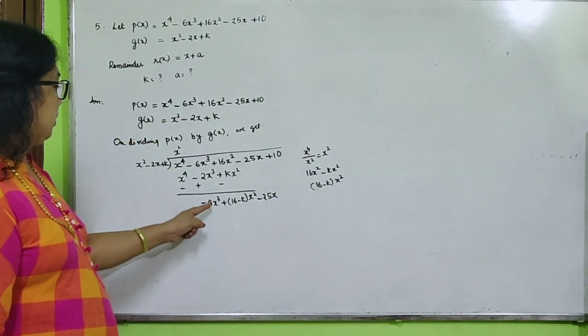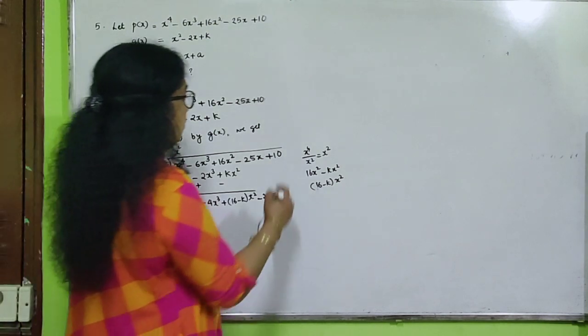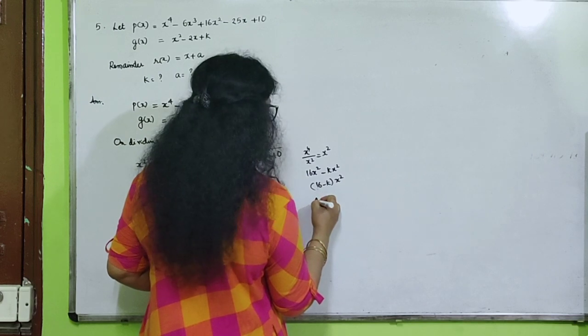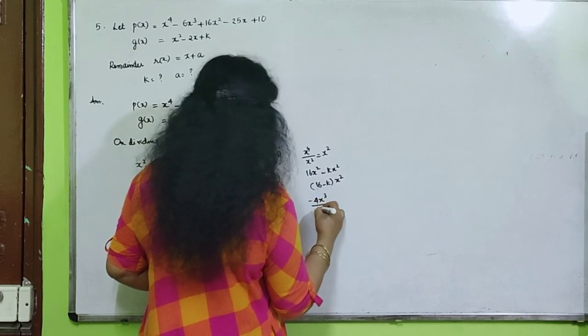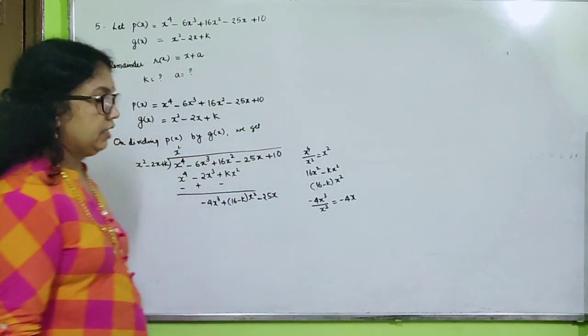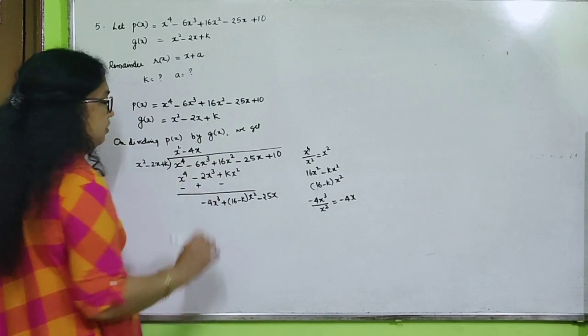Now to get the next term, what do you do? Minus 4x cube divided by x cube. So that is the first term. Now minus 4x cube divided by x square, we will get minus 4x. So that is the second term. Minus 4x. Right.